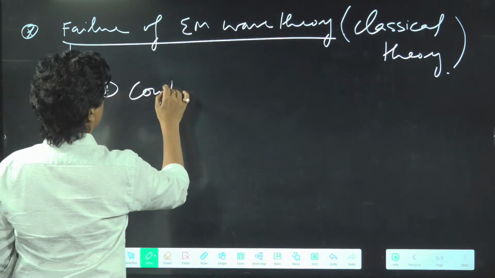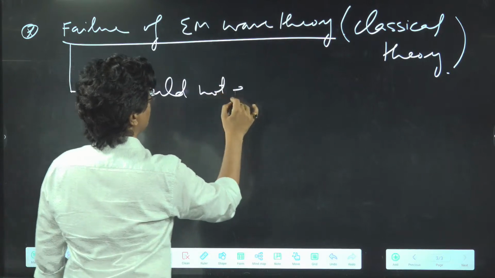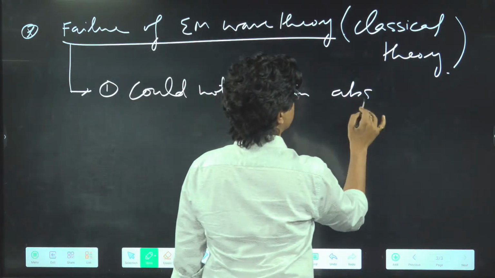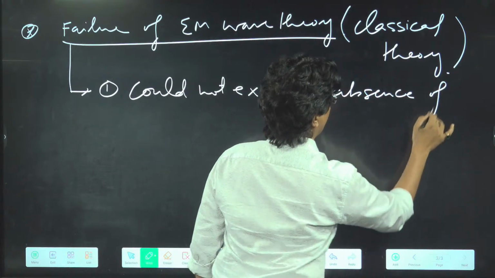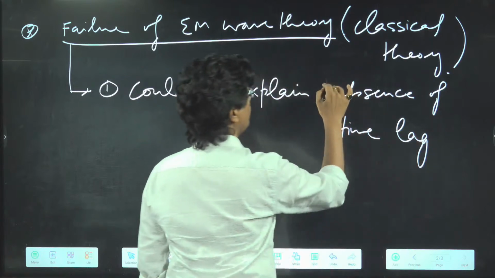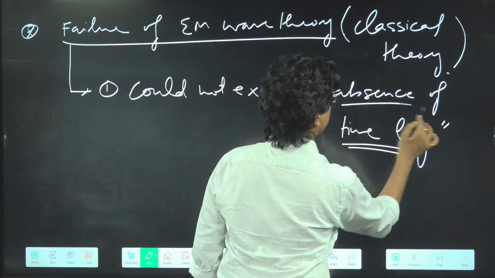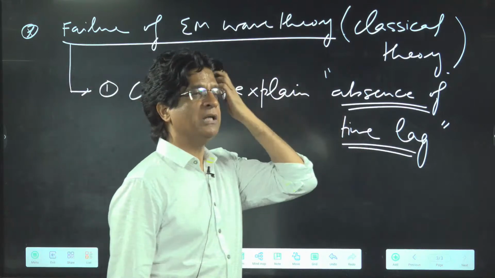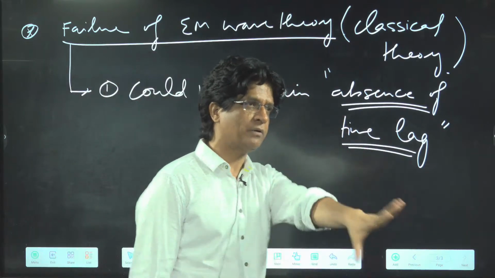It could not explain the absence of time lag. I'll explain what I'm saying. They could not explain the absence of time lag, which means according to this theory, there is something called time lag. What is that? Wait for that.